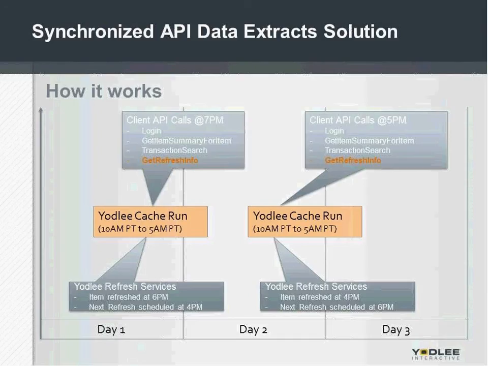So if you look over to the upper right-hand corner, we have scheduled the next refresh for the particular item at 4 p.m. the following day, and as a customer, you come in at 5 p.m., giving it an hour buffer, log in, call get item summary for item, transaction search service, get refresh info, and you're going to have the updated data within an hour, or we could even do it closer to when Yodlee has the data. And you'll have the next refresh time from the Yodlee side as well.